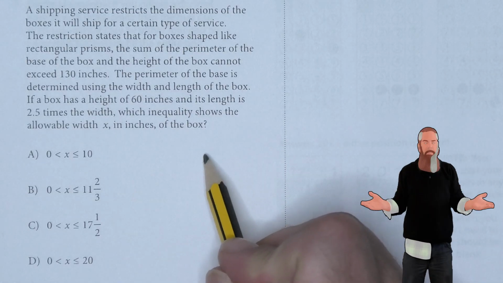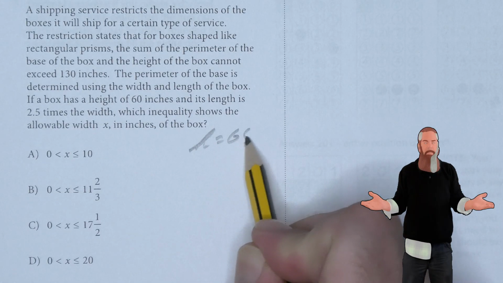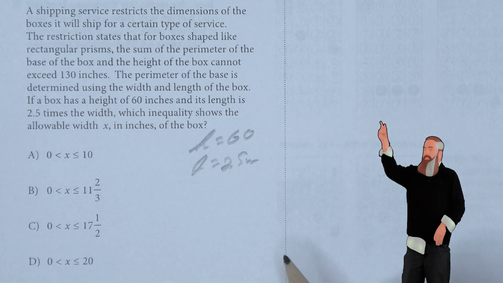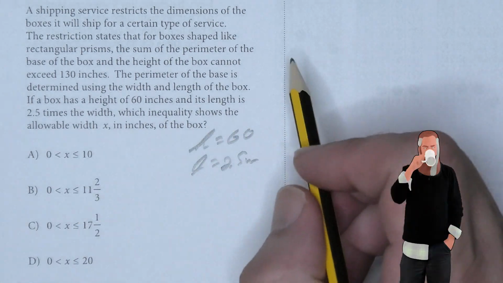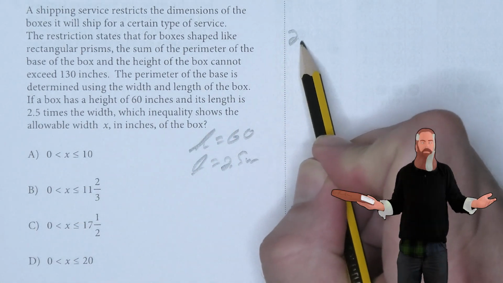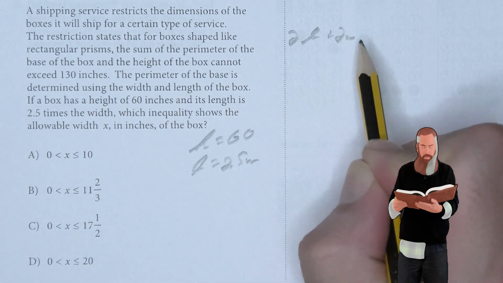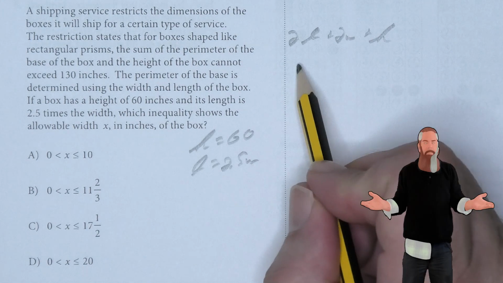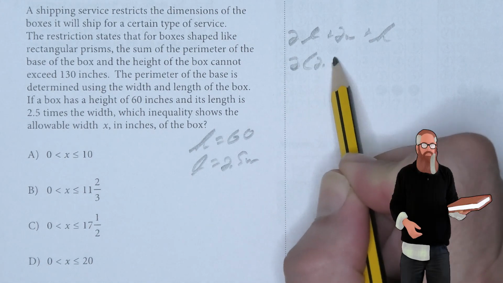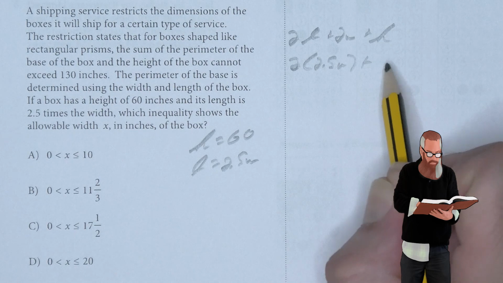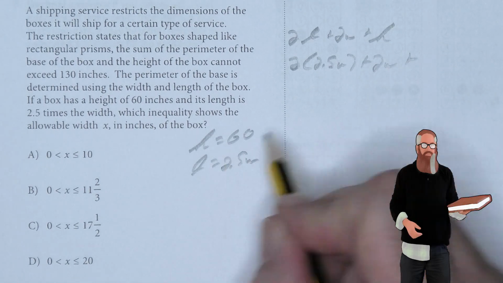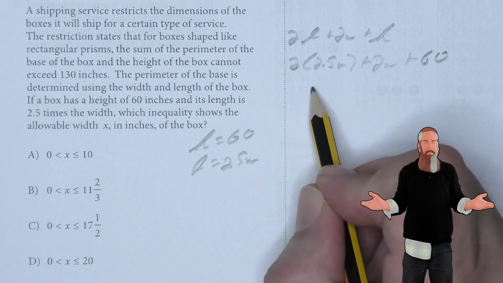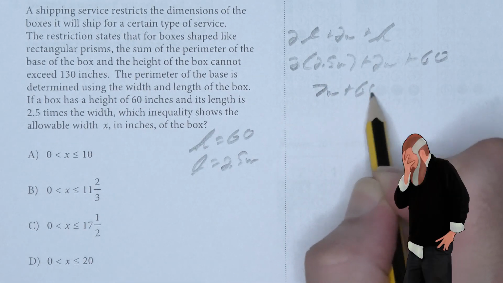So let's start with some information that we do know. We have a height of 60 and a length equal to 2.5 times the width. Let's start by thinking about what's going on where I have 2 times the length plus 2 times the width plus its height, but I already know that the length is 2.5 times the width. That means I have 2 times 2.5 times the width plus 2 times the width plus 60, which is the height. This gives me 5w plus 2w, or 7w plus 60.